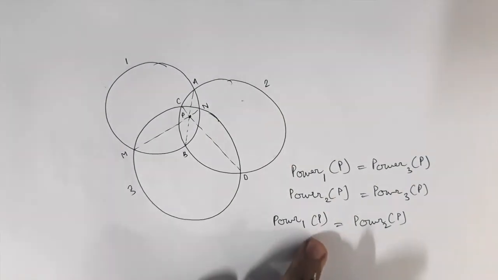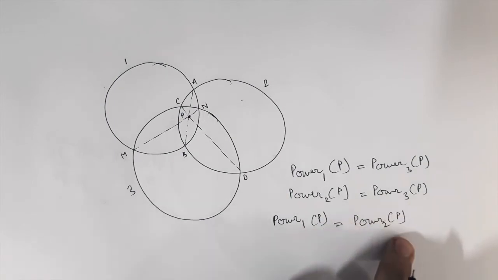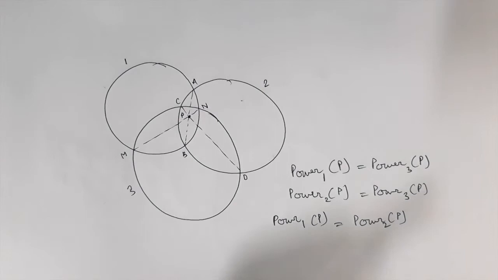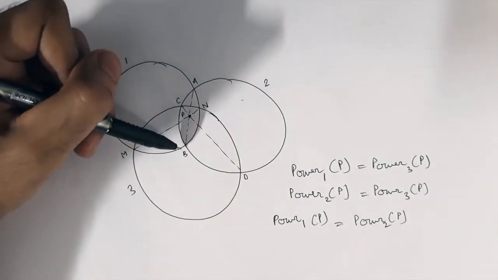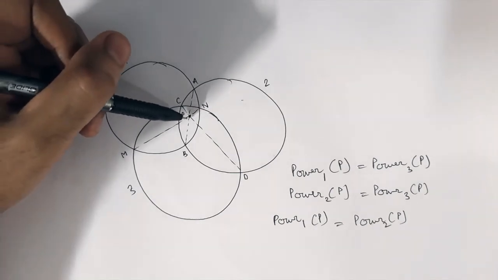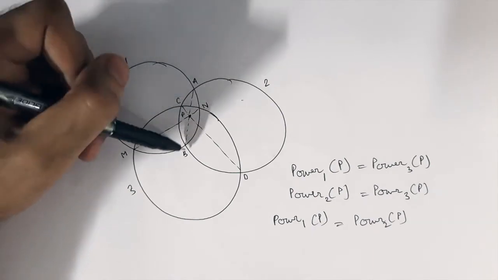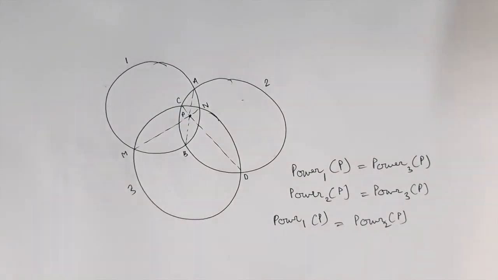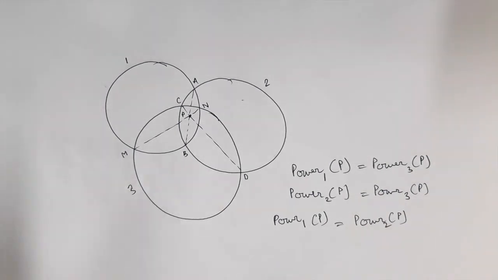And what does this tell us? If P's power with respect to 1 is equal to P's power with respect to 2, P has to lie on the radical axis. And what is the radical axis of 1 and 2? It is their common chord. Therefore their common chord has to pass through P. And we know it also has to pass through A and B, since that is the common chord by definition. Therefore AB, CD and MN are concurrent.